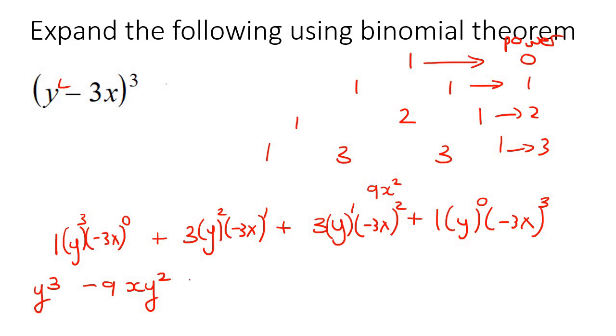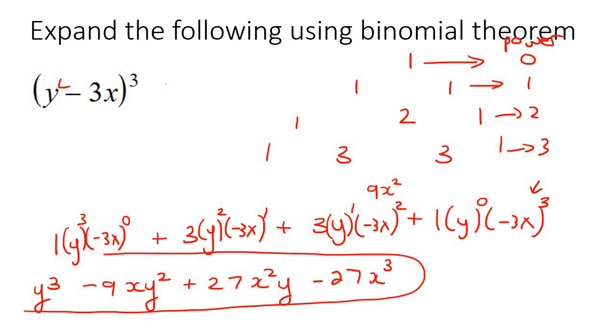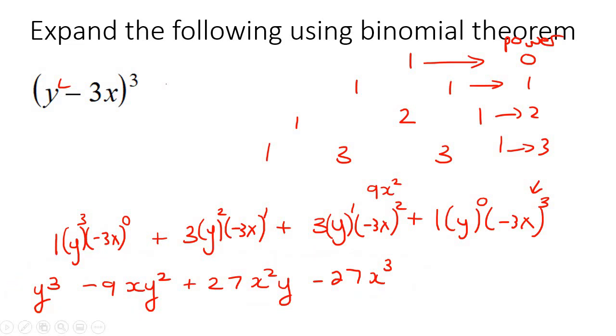Okay, so we're going to have plus 27 x squared y. And then this next part falls away, because anything to the power of 0 is 1. And then this part, negative 3, you can type this in your calculator, negative 3 to the power of 3 is negative 27, and then x to the power of 3. So that part falls away, and that part falls away, and so this is what we end up with as our final answer. So let's do a few more examples.